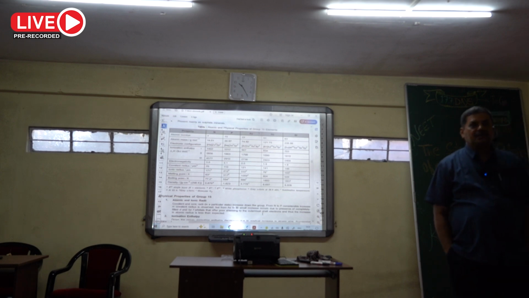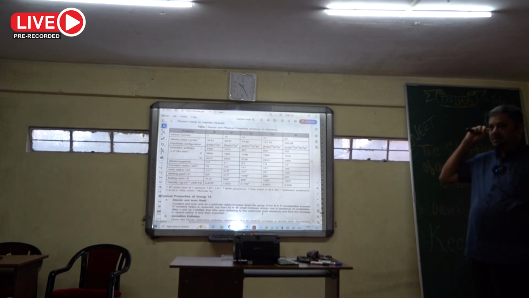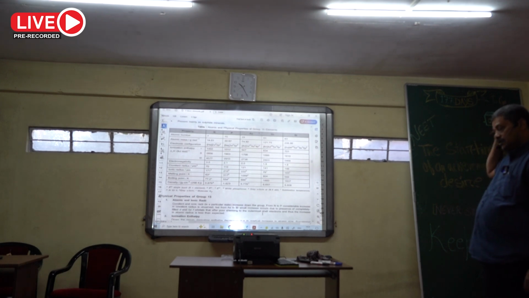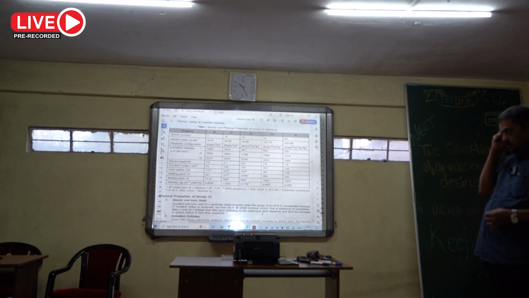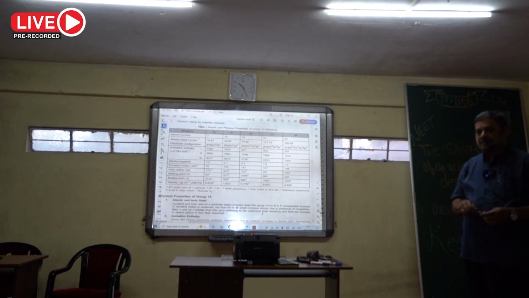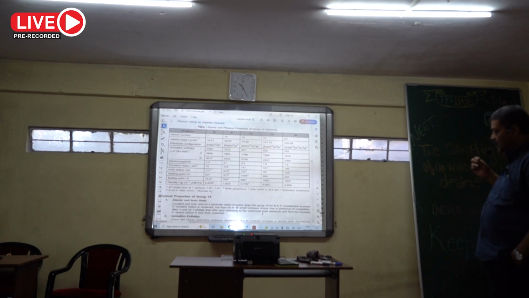Next, bismuth, the last element bismuth, also does not exhibit pentavalency, due to inert pair effect.